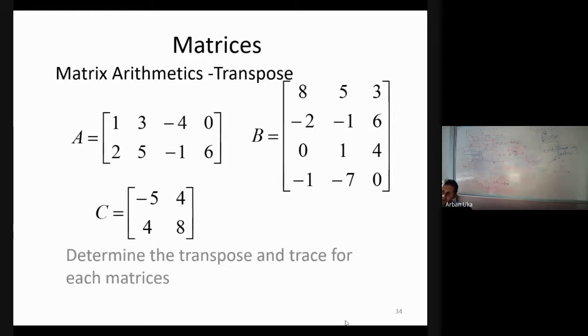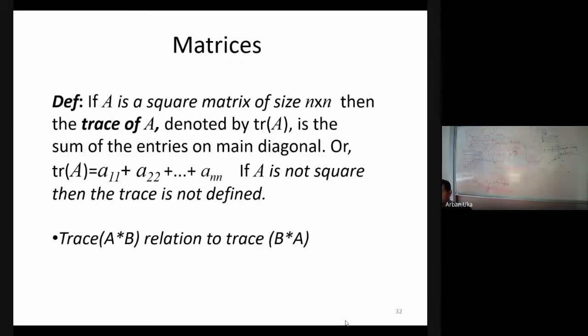Now, for example, let's have a look. What is the trace of matrix C? Who can answer this? Matrix C is a square matrix, and this is the definition of a trace. Trace is A11 plus A22 plus A33 plus A44 and so on. This happens only for square matrices.